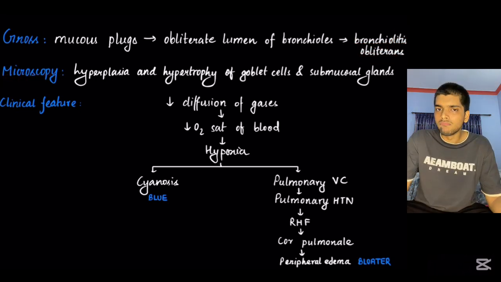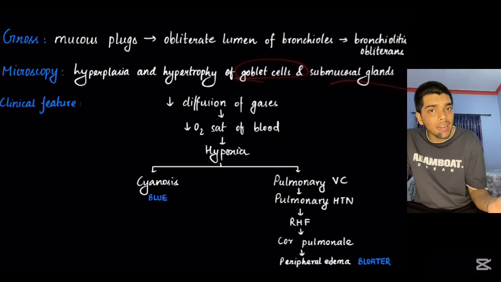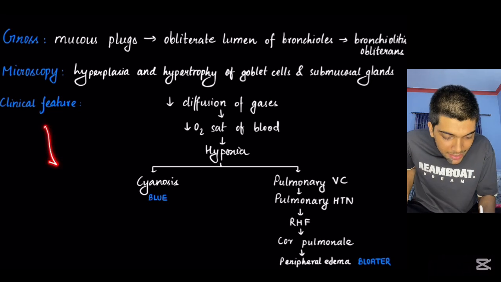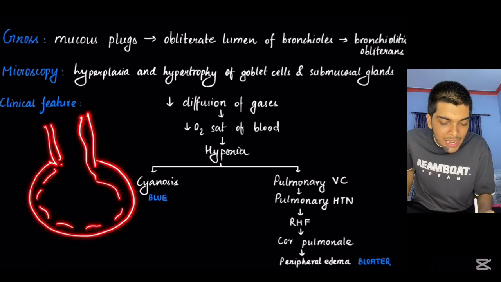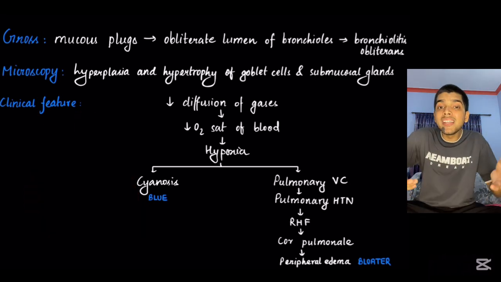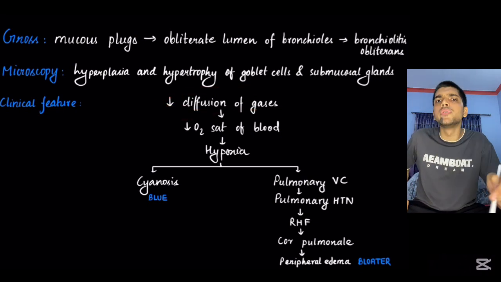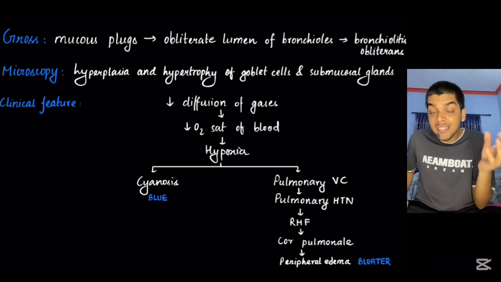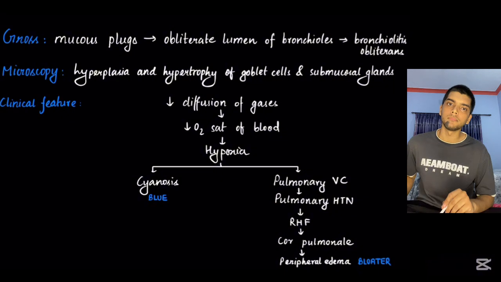Microscopy, the same thing: hyperplasia and hypertrophy of goblet cells and submucosal glands. Clinical features. See, I said earlier that the alveoli is lined with lots and lots of mucus. That means there is increase in the thickness of respiratory membrane. That means there is decrease in diffusion of gases. Since there is decrease in diffusion of gases, there is decreased oxygen saturation of blood. Since there is decreased oxygen saturation of blood, you have hypoxia.